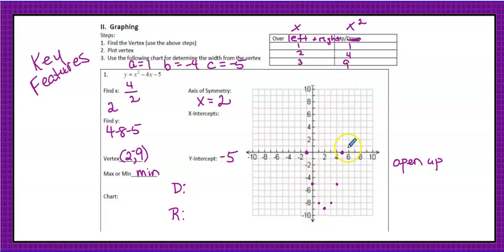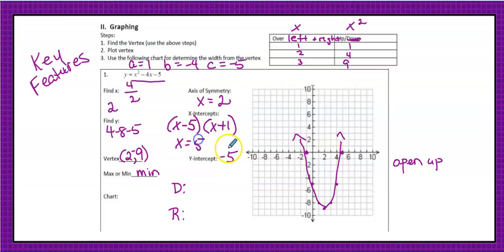And then this is going to be really rough, but let's just try to make a curve. The left side's always worse than the right side. So there's kind of what my parabola should look like. Okay, so my x-intercepts again were at -1 and 5. Let's look at this equation right here and factor it. If we factored it, we would get x minus 5 and x plus 1. That means x equals 5 and x equals -1, setting those equal to 0. So those are my x-intercepts.